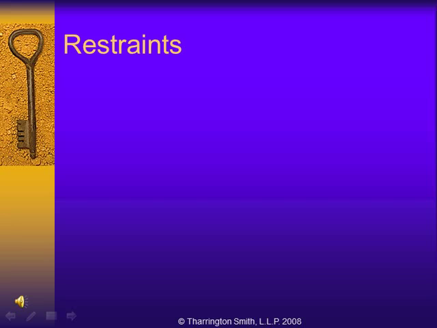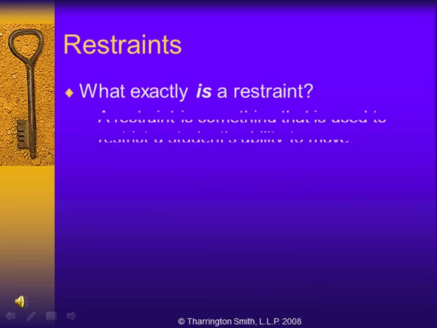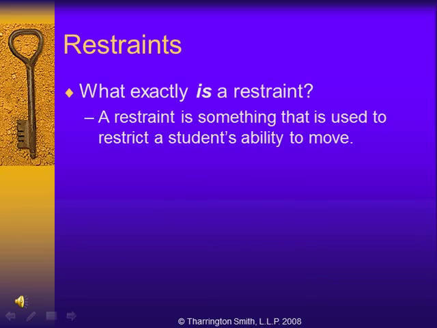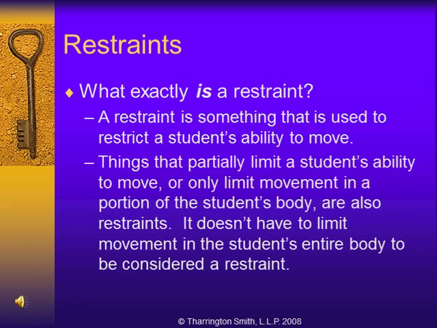First, we will discuss restraints. What is a restraint? Restraints are used to restrict a student's ability to move. A restraint may only partially limit the student's ability to move, or only limit movement in part of the student's body, such as the arms or legs. This is still considered a restraint, even if the student's entire body is not immobilized. For example, handcuffs, which only restrain movement of the arms, are definitely considered a restraint.